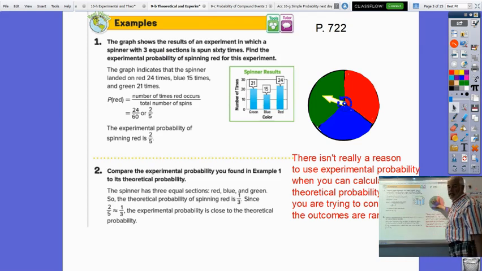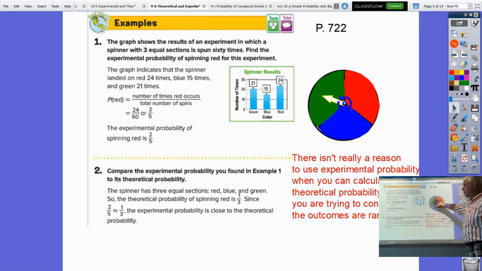But it's pretty easy to tell what the theoretical probability of this spinner is, as long as the spinner is evenly balanced. How many times should you get red out of 60 times? Well, 1/3 of the spinner is red. So 20 times out of 60 is the theoretical probability, or 1 out of 3, because there are equally sized sections. Experimental probability is based on actual experiments. Theoretical probability is based on what should happen.